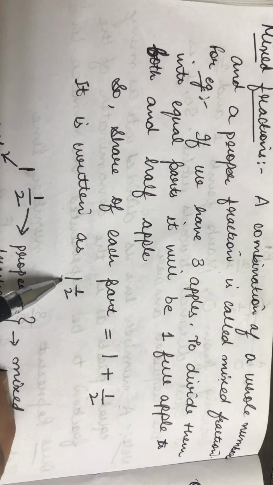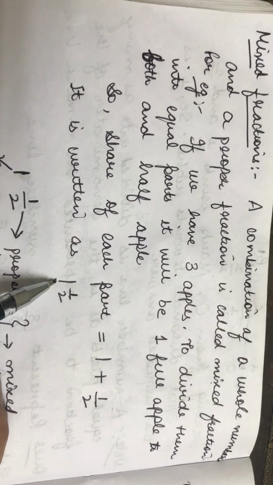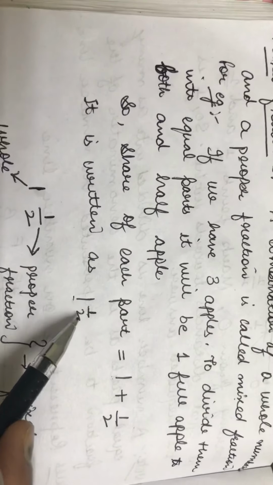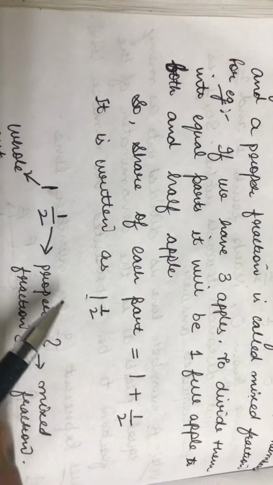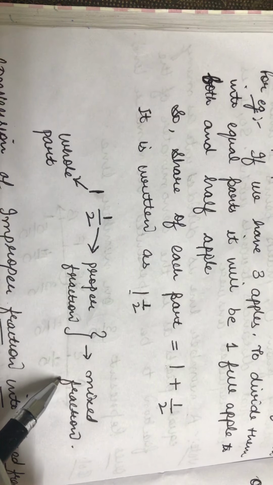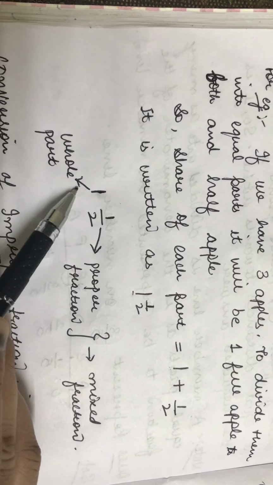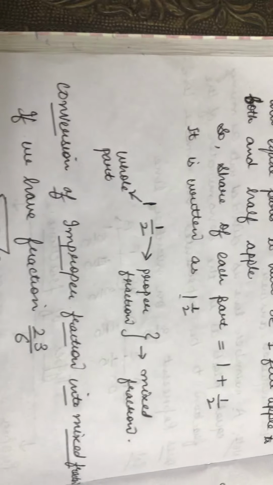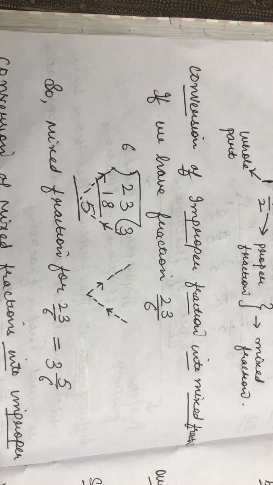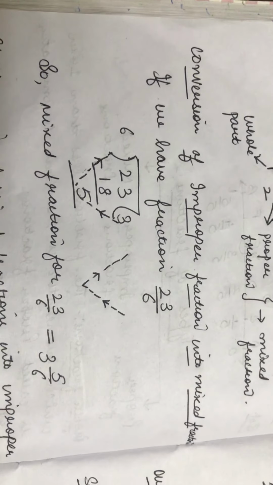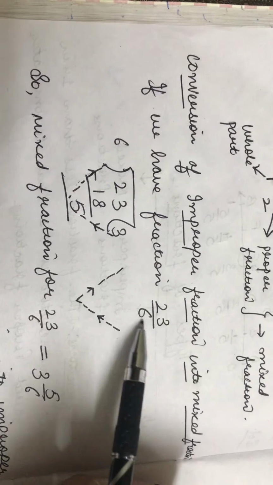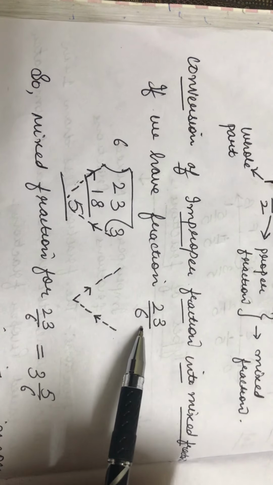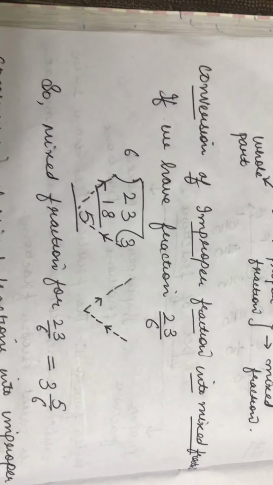This is one complete fraction, the whole number, and the other is half. So this is a proper fraction. So I can say a mixed fraction comprises one whole part and a proper fraction. Now next is how to convert an improper fraction into a mixed fraction.